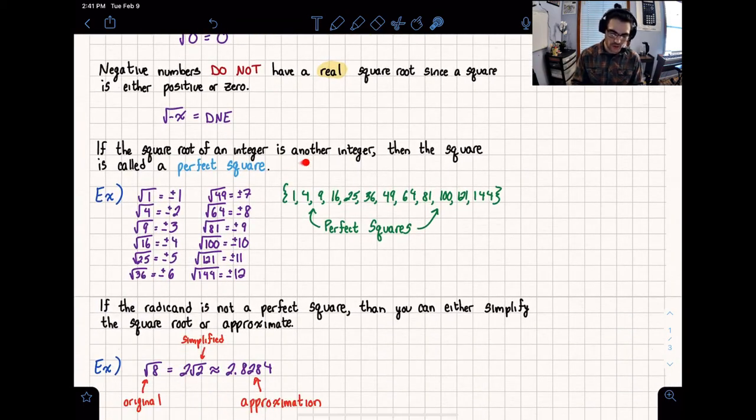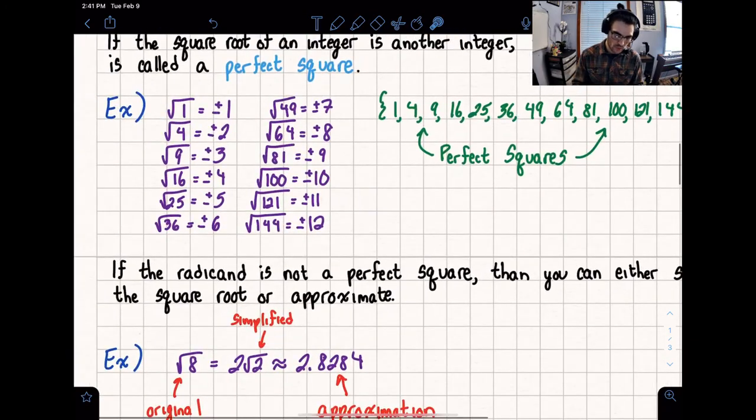If the square root of an integer is another integer, then the square is called a perfect square. So I did a bunch of examples here. Square root of 1 is plus or minus 1. Square root of 4, plus or minus 2. Square root of 9, plus or minus 3. And I did all the way up to square root of 144 is plus or minus 12.